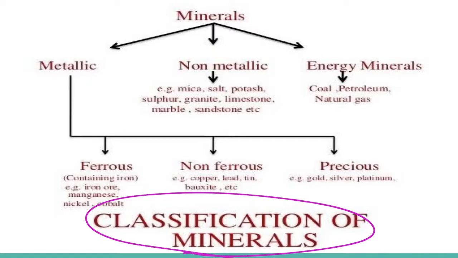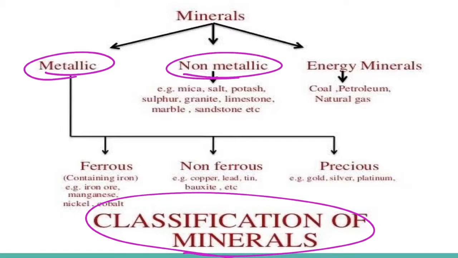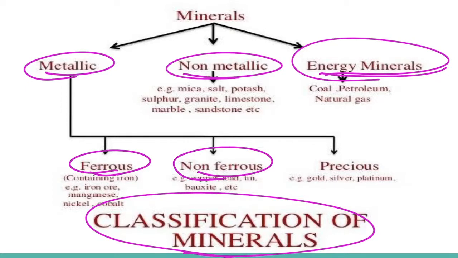Classification of minerals. Minerals are classified as metallic minerals, non-metallic minerals, and energy minerals. Metallic minerals are further divided as ferrous minerals, non-ferrous, and precious. Ferrous minerals are the minerals that contain iron in their elements. Example, iron ore, manganese, nickel, and cobalt.